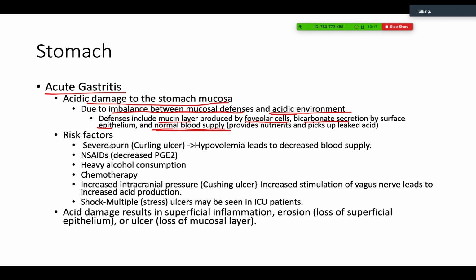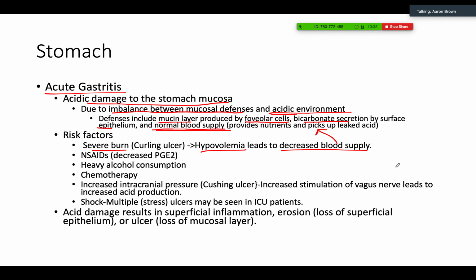Okay, so some of the risk factors for gastritis: if you have a severe burn, this leads to hypovolemia. Hypovolemia leads to decreased blood supply. Decreased blood supply leads to gastritis. That's what we just said, right? A decreased blood supply means we can't have that protective barrier.